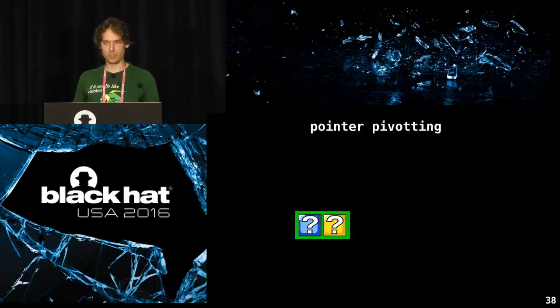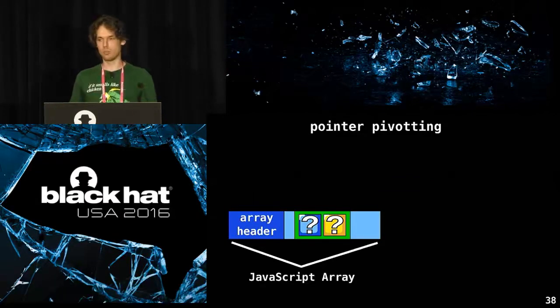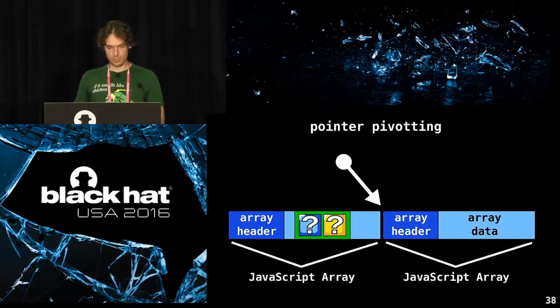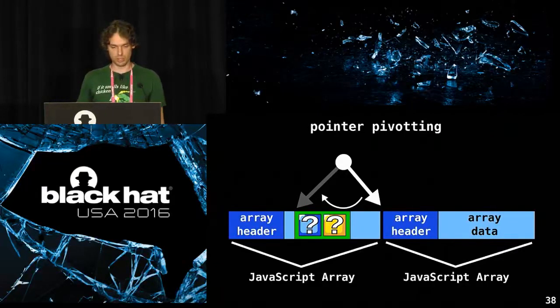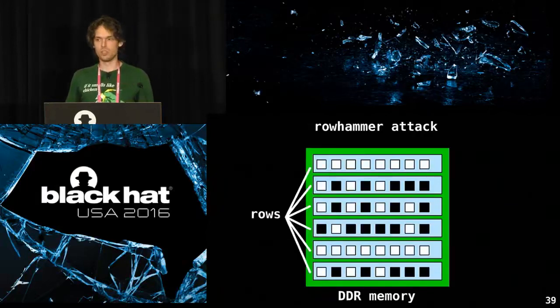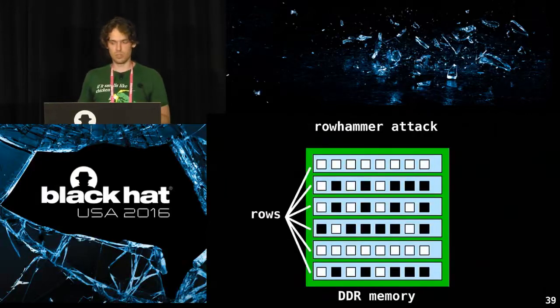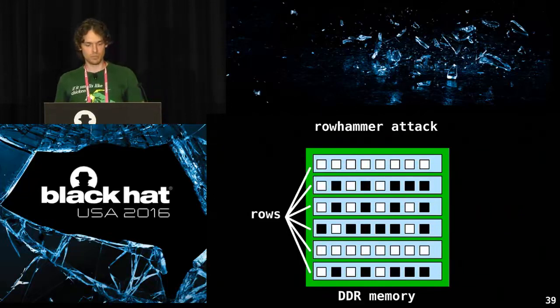So what we do is we create this fake object in an array for which we know the address, and then we use rowhammer to flip a bit in a reference to another array to create a reference to the object that we want. And if we have that, then we're basically there. We use a hardware vulnerability called rowhammer to get this bit flip.